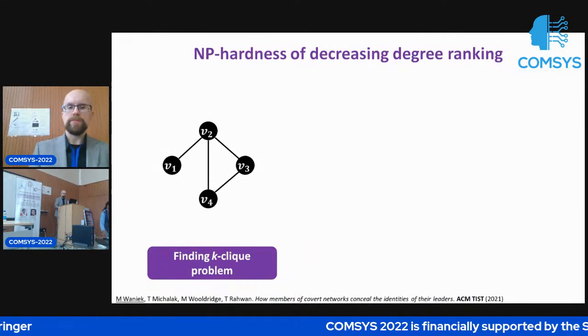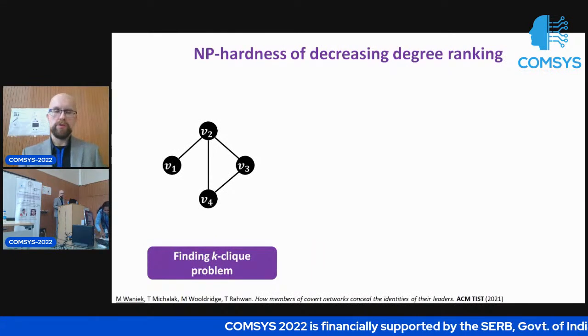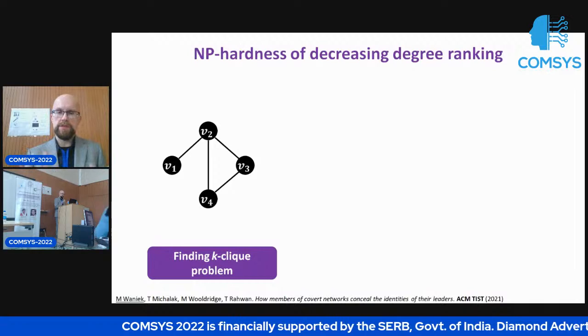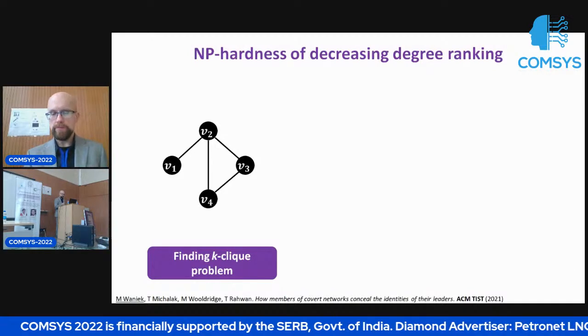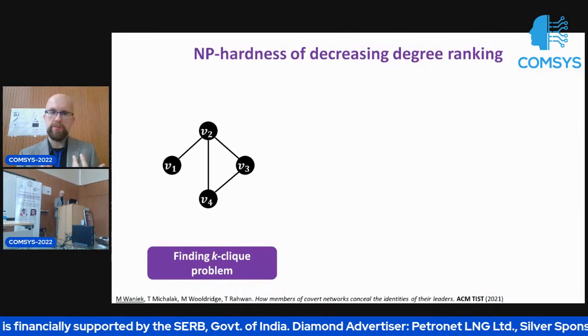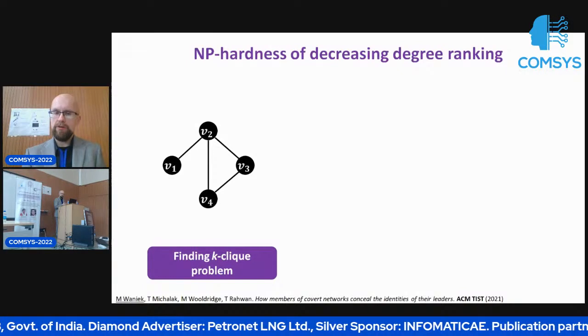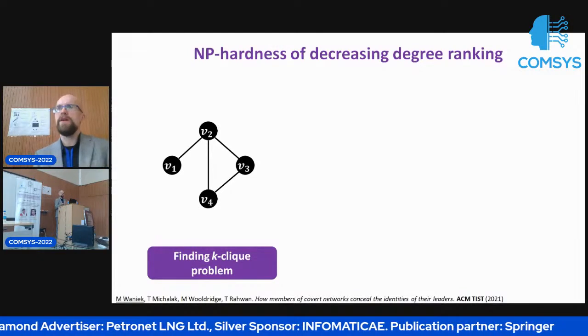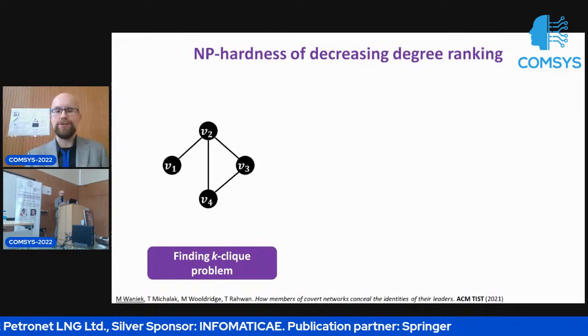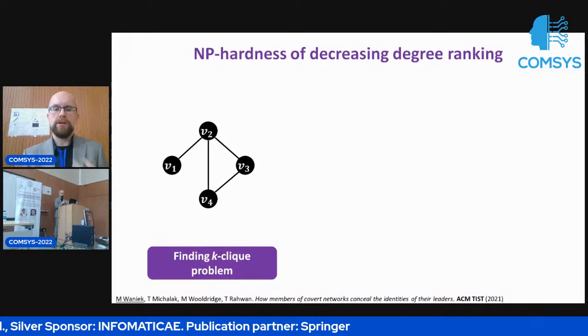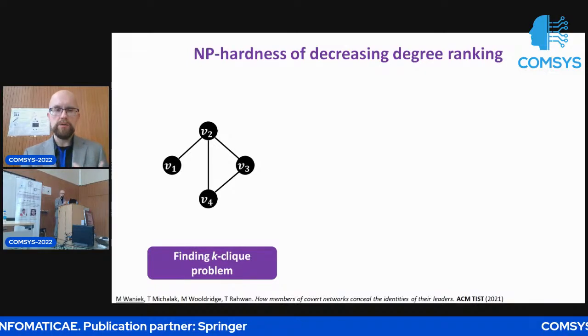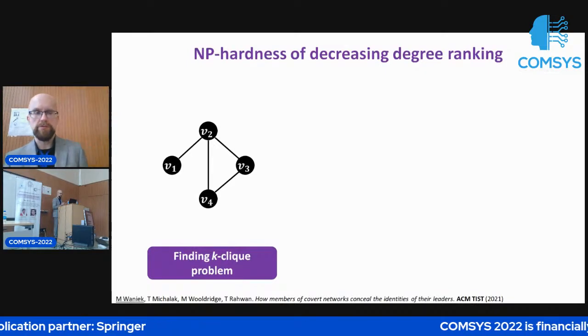Similarly, we could prove NP-hardness of decreasing the degree ranking. Because, as you might remember from the table, decreasing degree value is the only problem in P. However, the ranking according to degree centrality is already NP-complete. So we'll now prove NP-hardness of decreasing degree ranking.